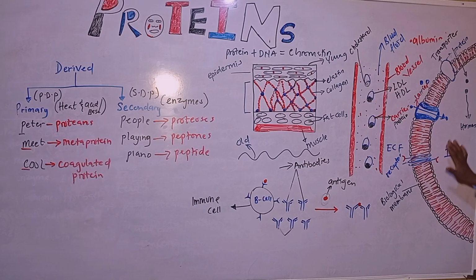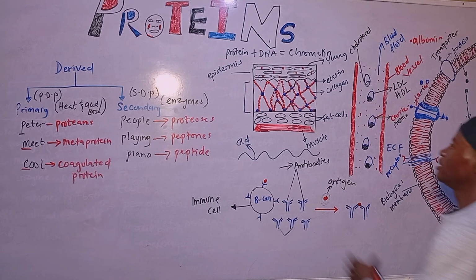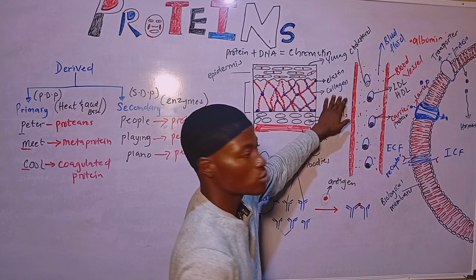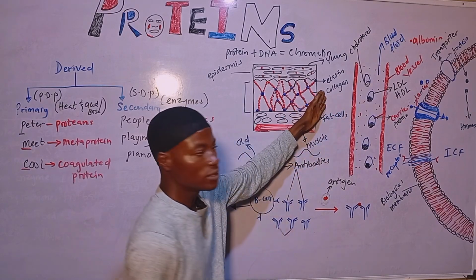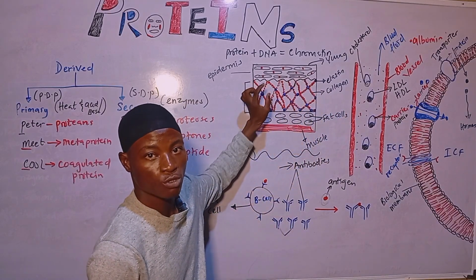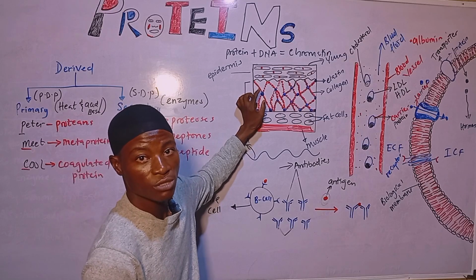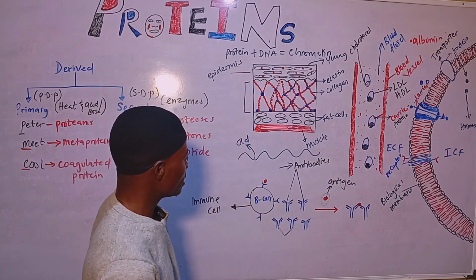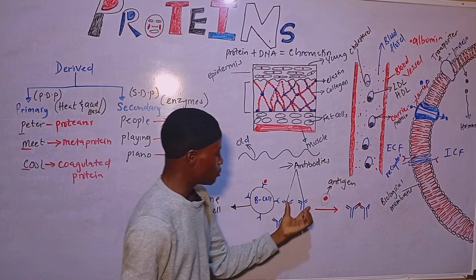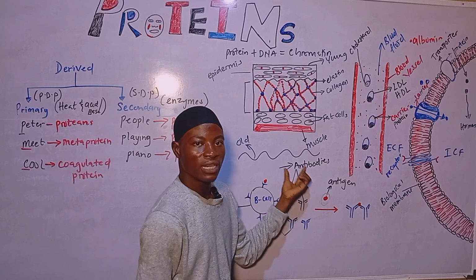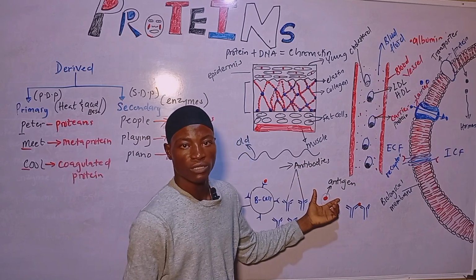Let me simply go ahead and talk about the functions generally. Here we are talking about elastin and collagen, which are proteins that help to give structural support to the body tissue. That's the first function. The next one is antibodies, which are a special type of protein that perform a defensive role in the body.